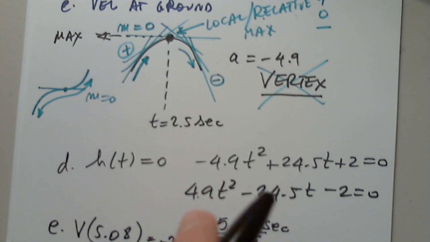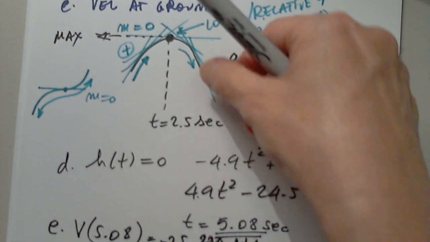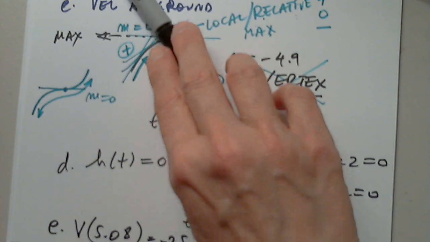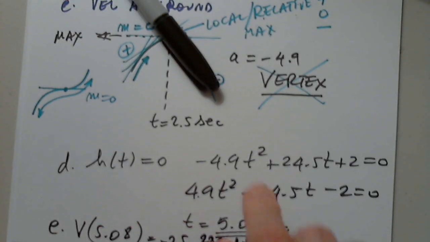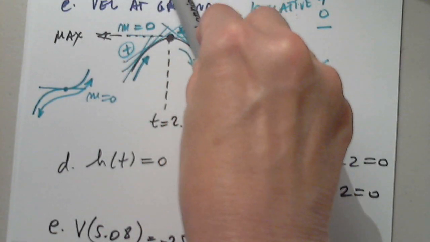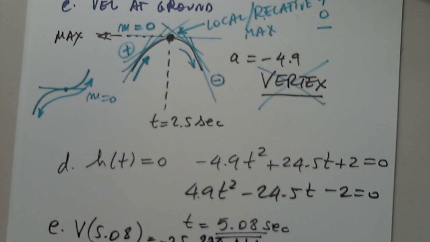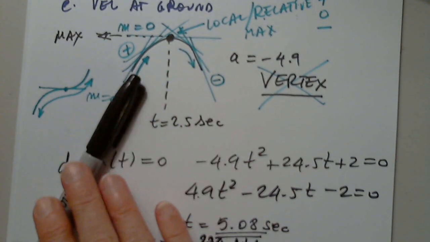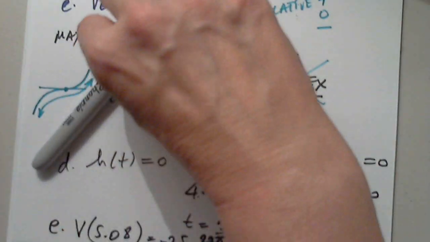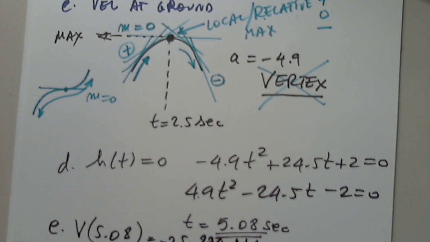So in other words, because the velocity is negative, the slope of the tangent line is negative. The particle at 5.08 seconds is somewhere here, coming down. That's why the velocity is negative. The velocity was positive on the way up, but now it's negative because it's coming down. Good. Any questions on this problem?